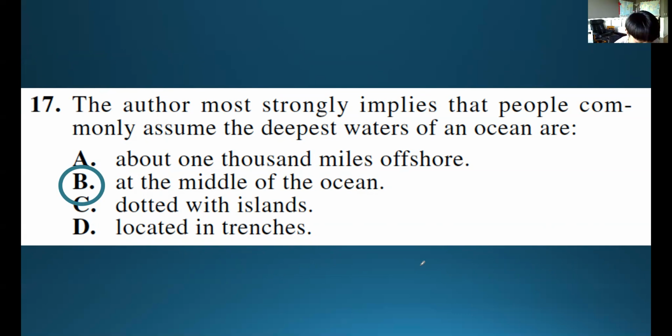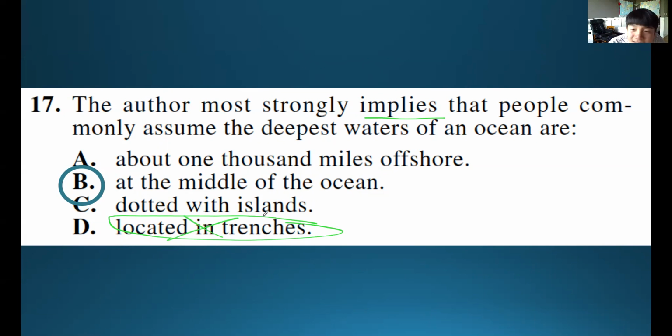And he spends most of the passage proving that wrong, but not really explicitly proving it wrong; he spends the whole passage implicitly proving it wrong. He's saying the seafloor is not in the middle of the ocean, but it is the deepest part, right? So that assumption is obviously wrong, but the author does imply that people commonly assume that. Dotted with islands located in trenches is what he's trying to prove, but that is not what he implies that people already know, or he wouldn't be writing this, right?